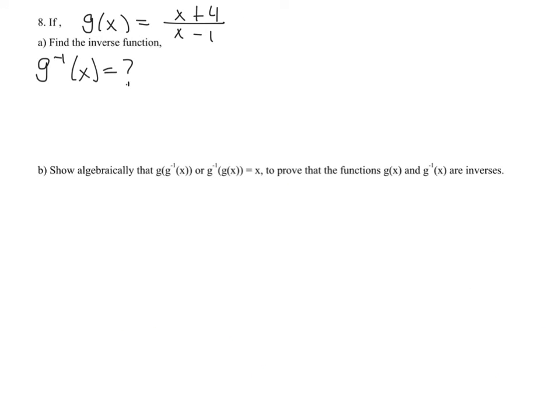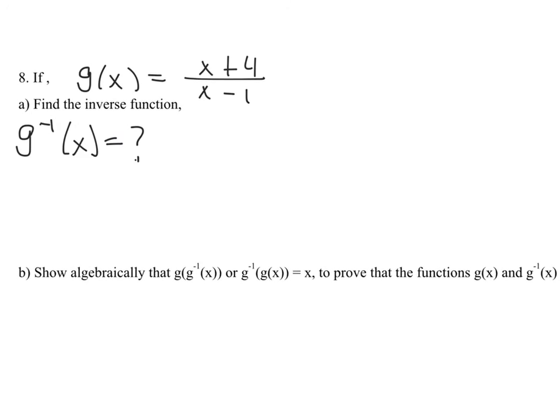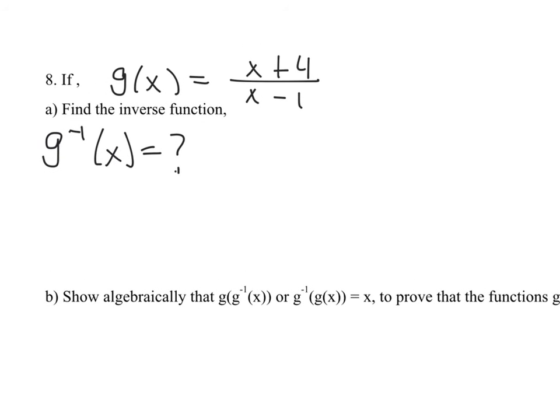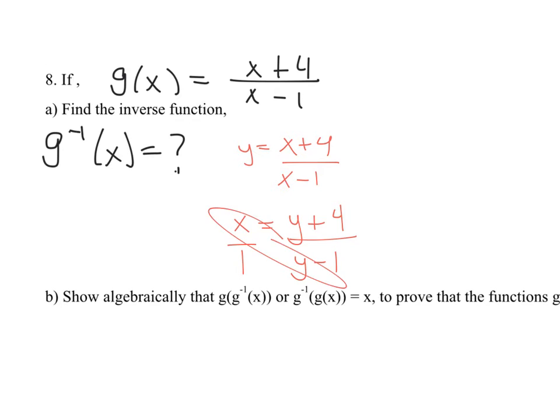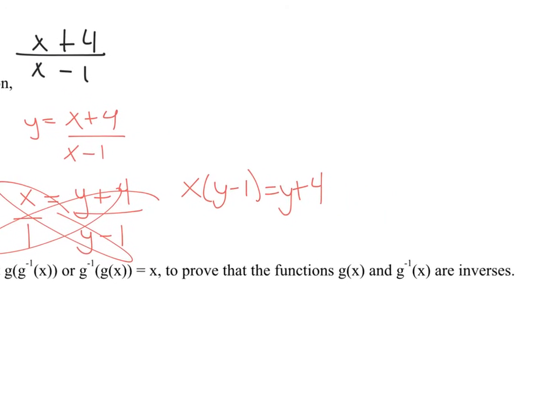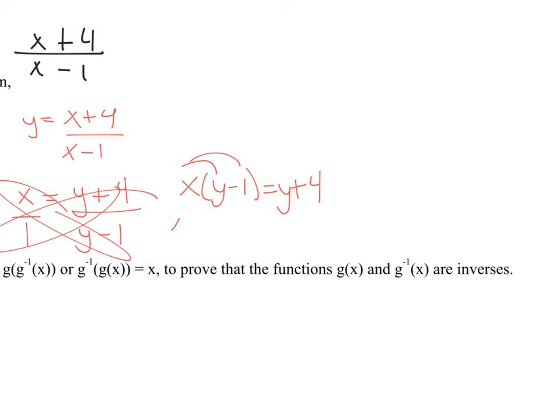Okay, so the next question says, if g of x equals x plus 4 over x minus 1, find the inverse. Okay, so to find the inverse, you're going to switch x and y, which you guys should know how to do by now. So you're going to have y equals, to start, x plus 4 over x minus 1, switch x and y, and at this point you're going to try to solve for y. Cross multiplying is a good first step. So you get x times y minus 1 equals y plus 4. Okay, distribute this, and you get xy minus x equals y plus 4.